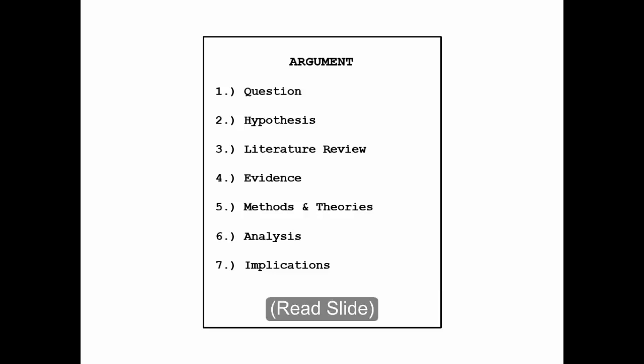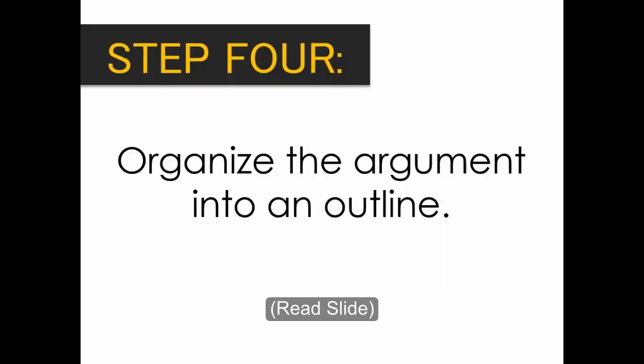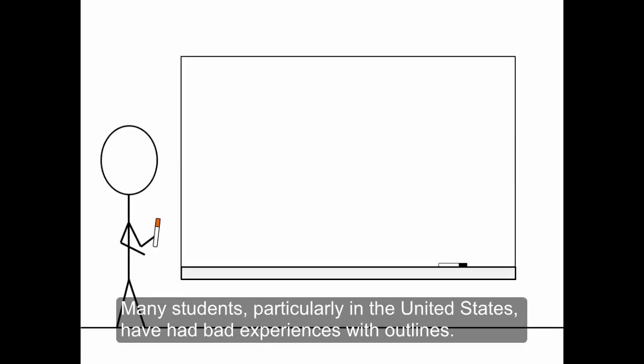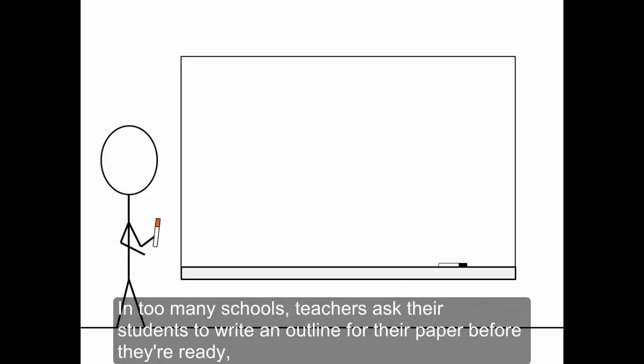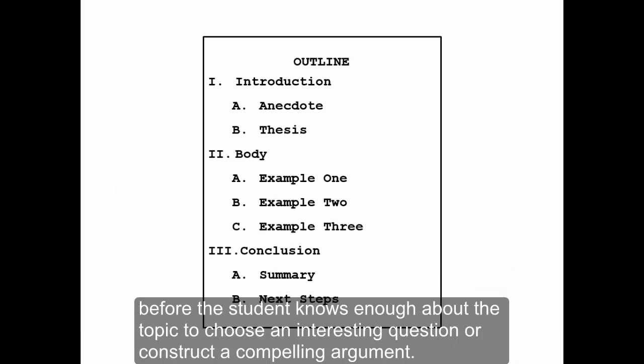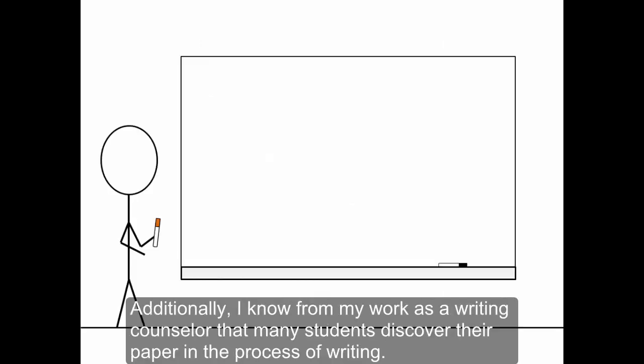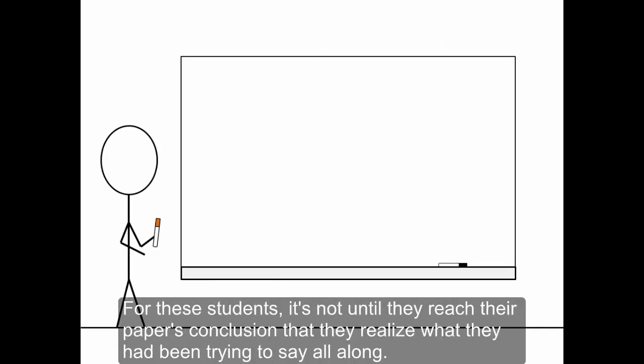Step 4. Organize the argument into an outline. Many students, particularly in the United States, have had bad experiences with outlines. In too many schools, teachers ask their students to write an outline for their paper before they're ready, before the student knows enough about the topic to choose an interesting question or to construct a compelling argument. Additionally, I know from my own work as a writing counselor that many students discover their paper in the process of writing. For these students, it's not until they reach their paper's conclusion that they realize what they have been trying to say all along.